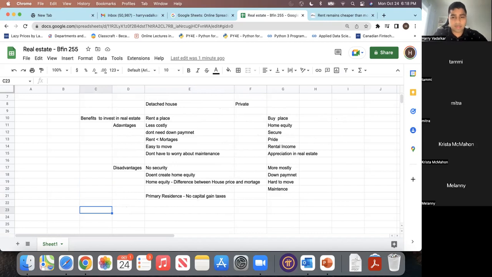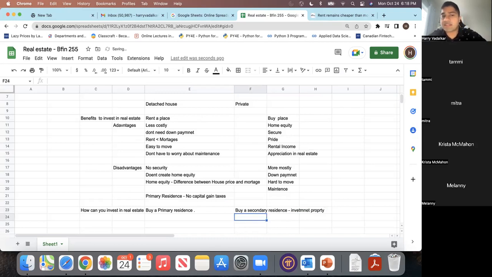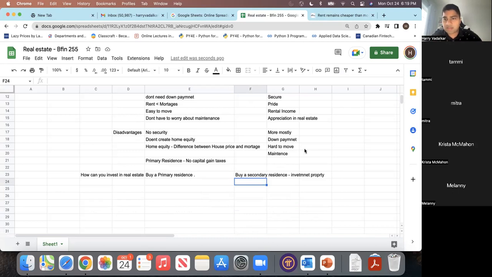The next part is, how can you invest in real estate? There are different ways of investing in real estate. You can buy a primary residence in which you can live and maybe rent a part of it. You can buy a secondary residence that is an investment property. Why am I separating that? Because there are different rules that apply to primary residences, and different rules that apply to secondary or investment properties.